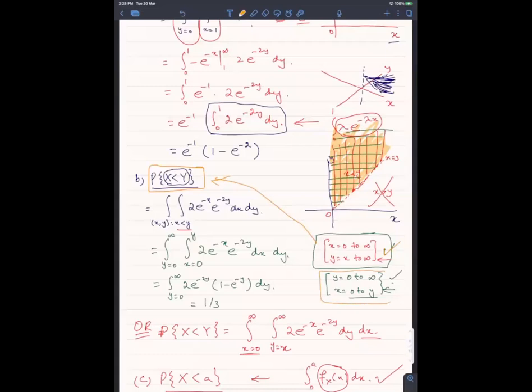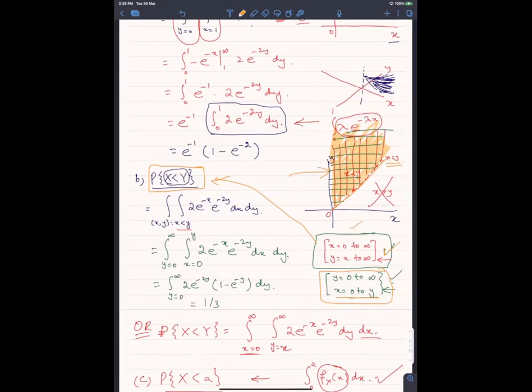Equivalently, the other way is to say कि y goes from 0 to infinity and x goes from 0 to y, as indicated by those green lines here. ये green lines जो यहाँ पे बनी हुई हैं, ये x going from 0 to y, because this line is really x is equal to y वाली line. So x going from 0 to y and y going from 0 to infinity. Very important to get the limits right.